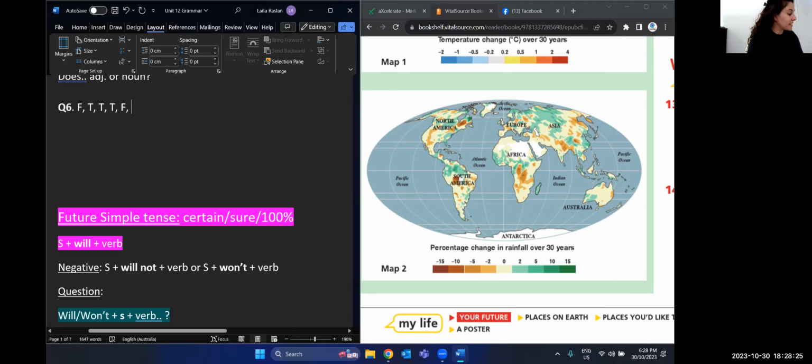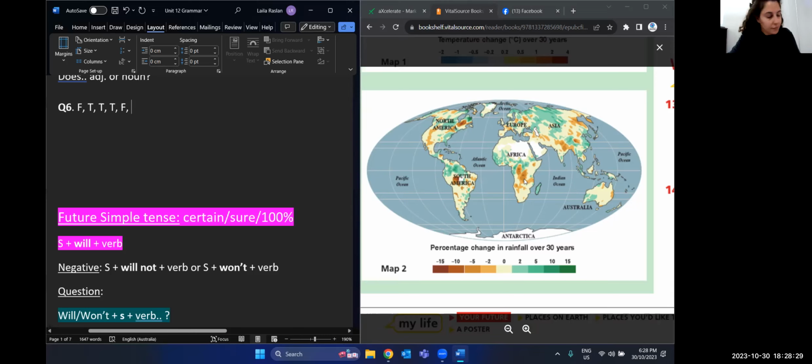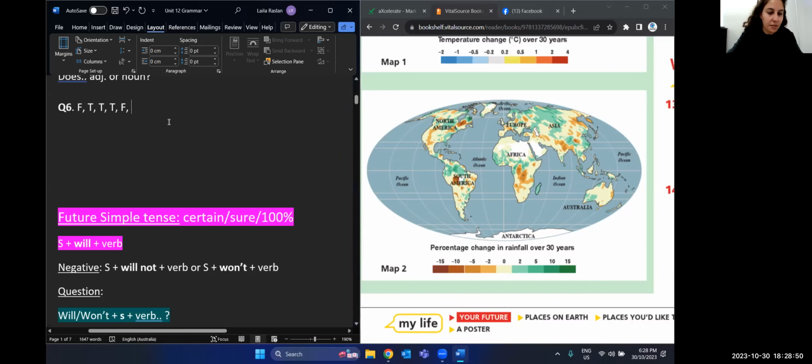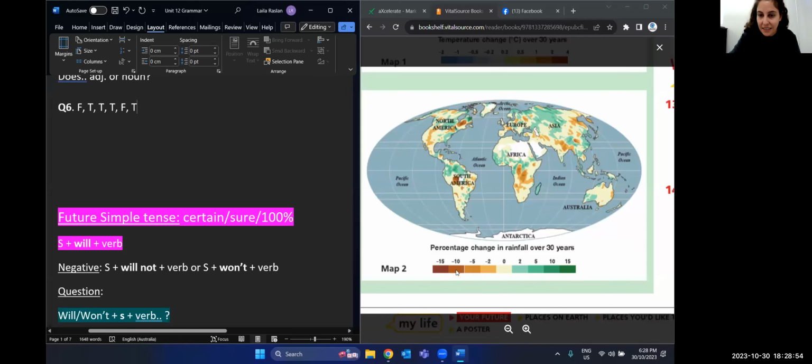Rainfall has decreased in parts of Africa by 10 degrees. 10 degrees is orange, this color. It says some parts, so I'm going to say true. It didn't say all, it said some. Yes, I could see that there's orange, -10. So yeah, true. Not many places, but yes, there is -10 in some parts.